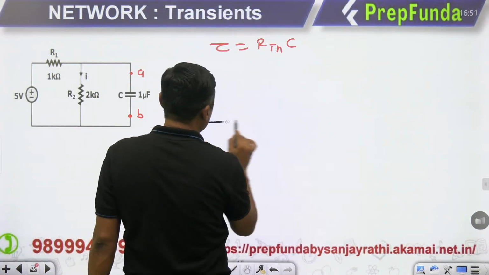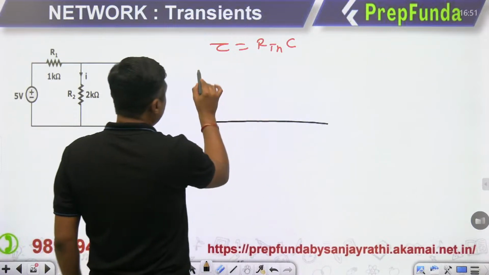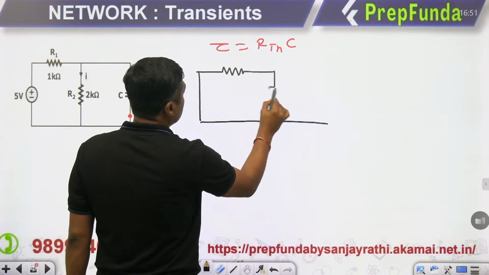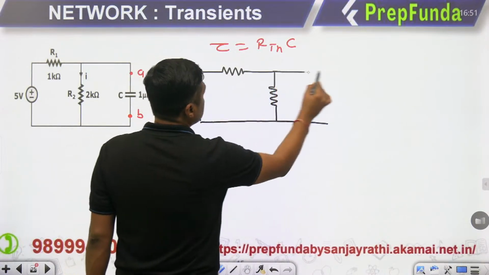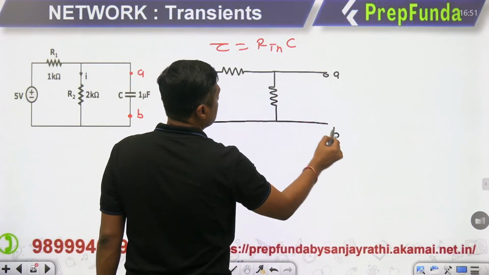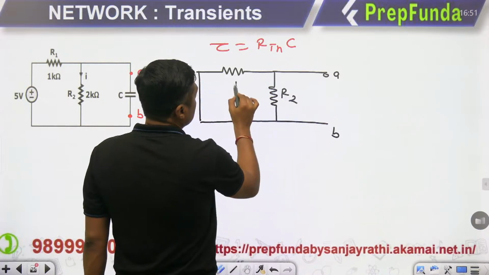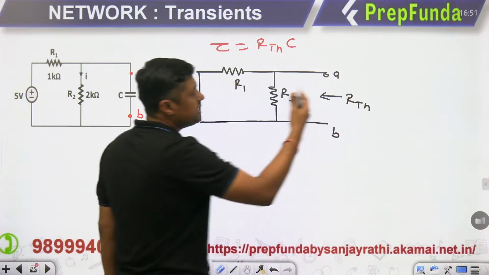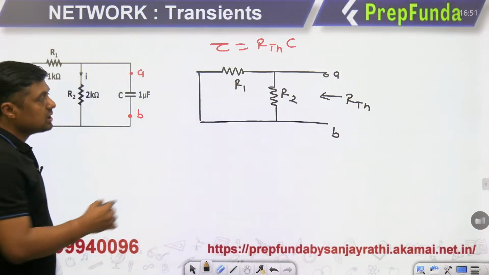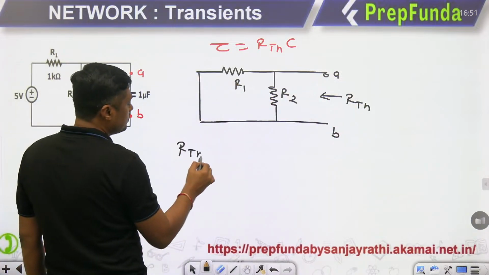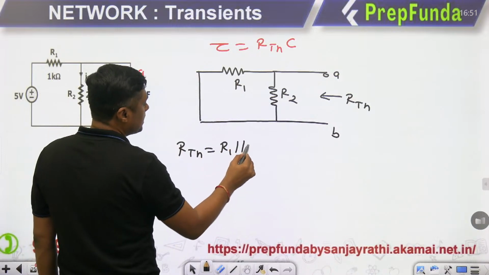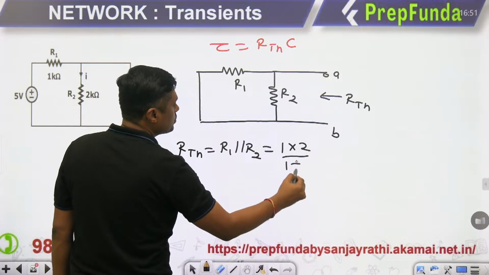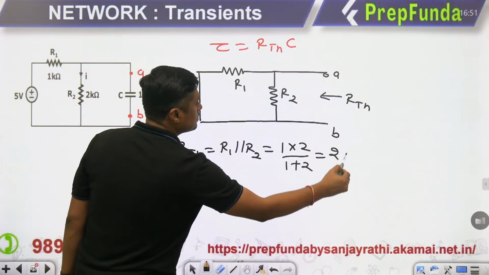You will get this type of diagram. 5 volt battery 0. This is R1. This is R2. And that is A and B. And this is the RTH. Remove the C and you will get the RTH. So what is the RTH? R1 parallel with R2, that is nothing but 1 into 2 upon 1 plus 2, 2 by 3 kilo ohm.